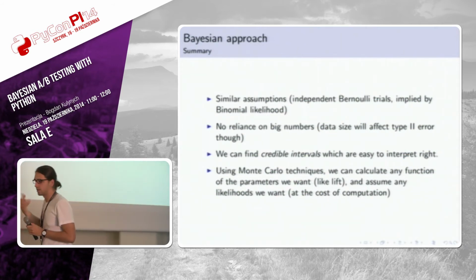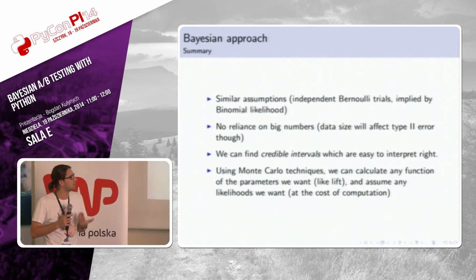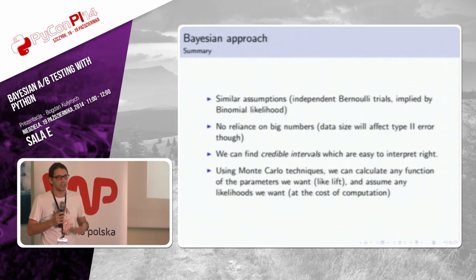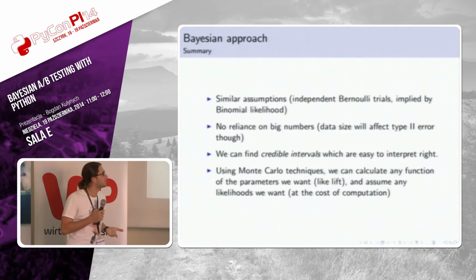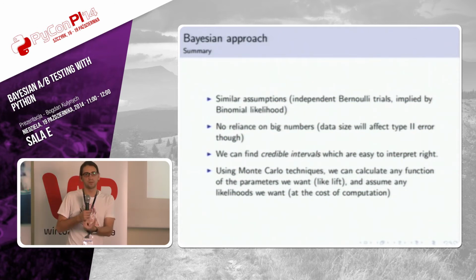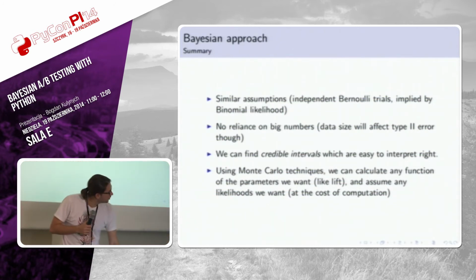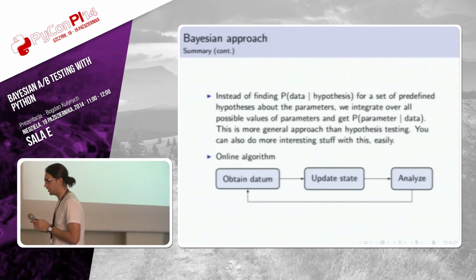We have similar assumptions, the same independent Bernoulli trials, so the setting didn't change much. Philosophically, it's a little bit better. So we don't rely on large numbers in theory now. Of course, the size of the data still affects our errors, but we don't rely on it in theory. The credible interval can be interpreted intuitively. So it's an interval where the parameter lies with some probability, because the parameter is a random variable, so we can say that.